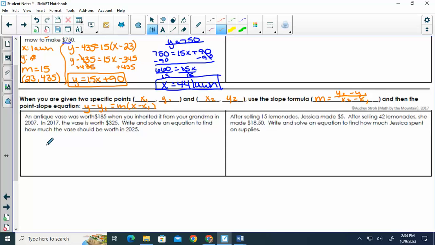So this one tells me an antique vase was worth $185 when you inherited it from your grandmother in 2007. In 2017, the vase is worth $325. Write and solve an equation to find out how much the vase should be worth in 2025. What do you want to do?